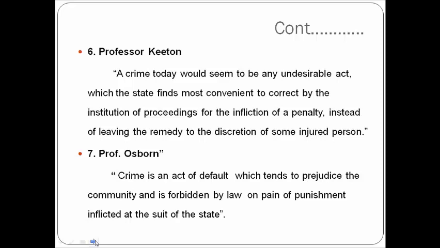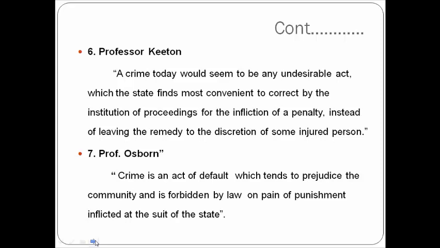In this case, the state is the authority who can correct such undesirable acts by way of inflicting a penalty by institution of proceedings. That means after institution of proceedings before the proper forum, the state can correct such an act by inflicting a penalty on the person, instead of leaving the remedy to the discretion of some injured person.